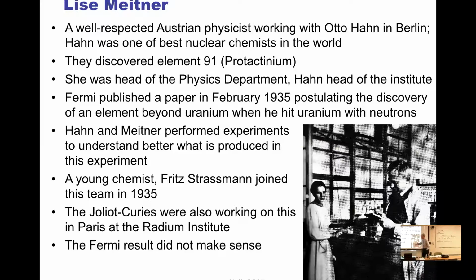They heard about the experiments of Fermi. Everybody heard about those experiments. A lot of people were working on trying to understand what happens when neutrons hit uranium. They brought aboard Fritz Strassmann, a young chemist in Berlin, to join their team, a nuclear radiochemist. The Joliot-Curies were working on the same conundrum at the Radium Institute. And the point was that Fermi's result just did not make sense of how something, element 93, 94, could have the chemistry of barium.